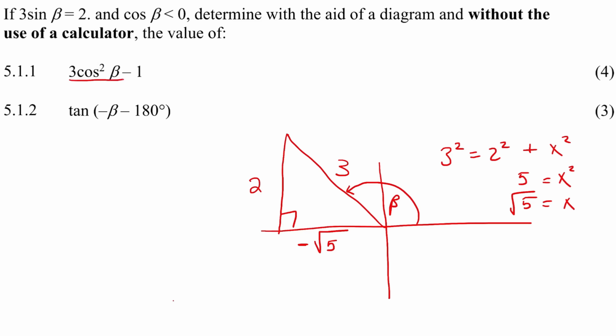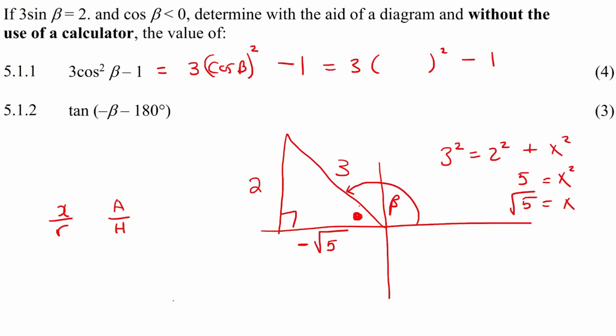Okay, now we can go work out all of these things. So when you see 3 cos squared b, just say 3 and then cos b and then square that minus 1. So if we can go work out cos b, then we just fill it in here. So what is cos b? So you're going to pretend that your angle's here and you're just going to get cos. Now cos is x over r or adjacent over hypotenuse. So it's going to be minus square root 5 for the adjacent over the hypotenuse, which is 3.